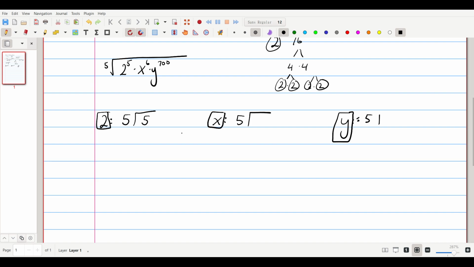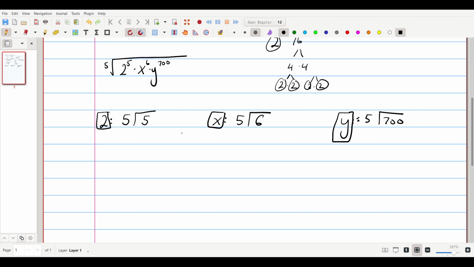It's going to be 5 into something, and the number that the 5 divides is the power of that particular variable or number. So in this case, the power of x is 6, so 6 goes in here. The power of y is 700, so 700 goes in here. And so all we need to do now is division. So we'll start with the 2 first.